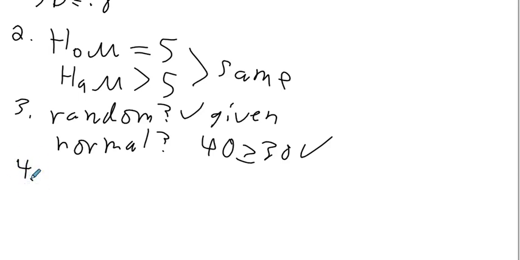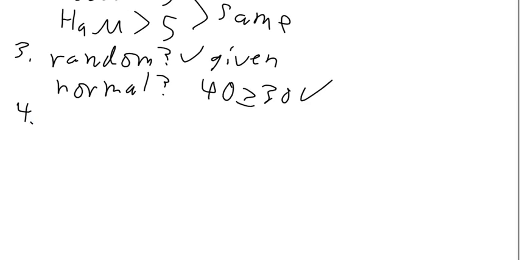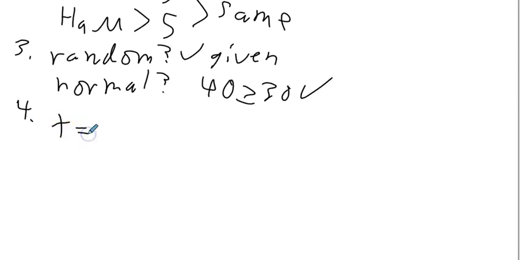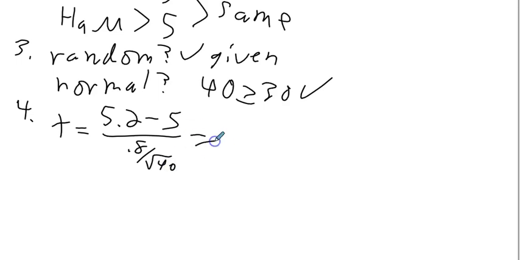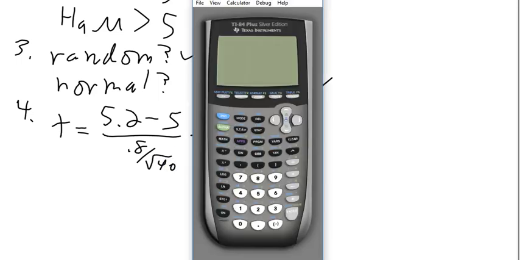4. Do the math. That's why we're here, right? T equals our X bar, which is 5.2, minus our mu, which is 5. All this information comes from above. Divided by our standard deviation, which is also divided by the square root of our number, which is 40. So how do we do this? In our calculator. Remember, practice this as much as possible.